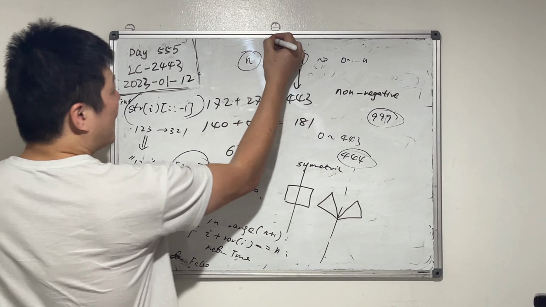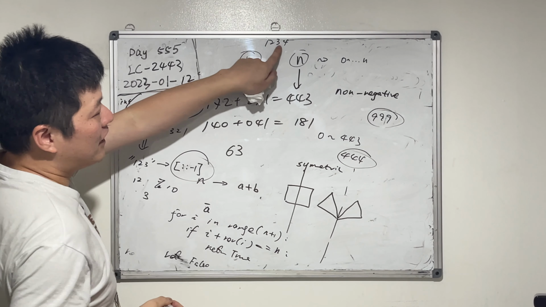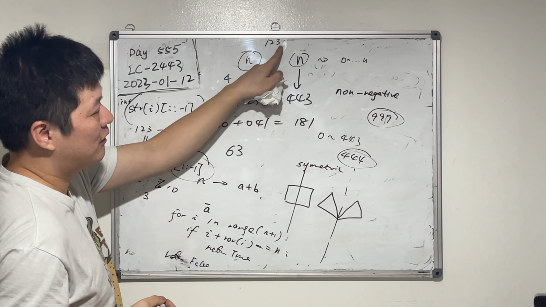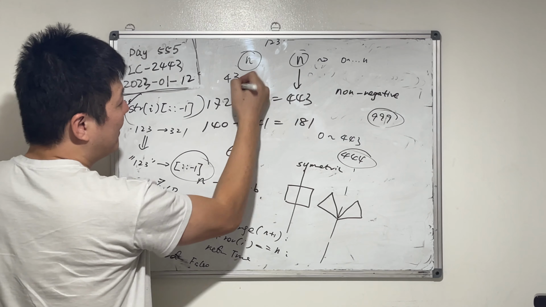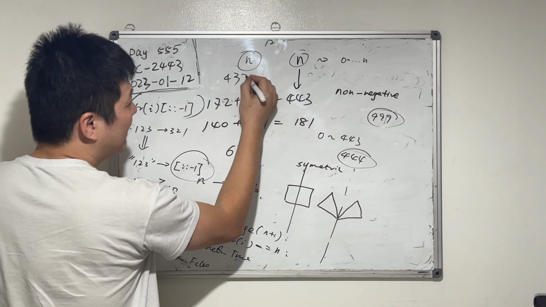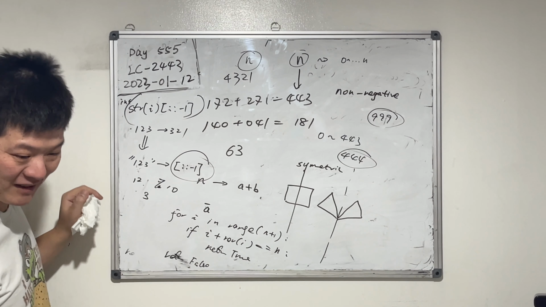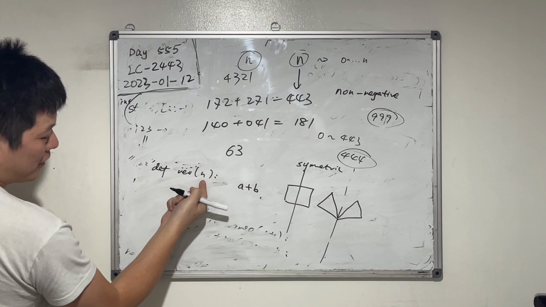So 1, 2, 3, 4. We extract the first digit, 4. We extract the 3. So where do we put the 3? Now I'm taking 3 out. Where should I put it? Now I'm taking 2. Where should I put it? And I'm taking 1. Where should I put it? You see?